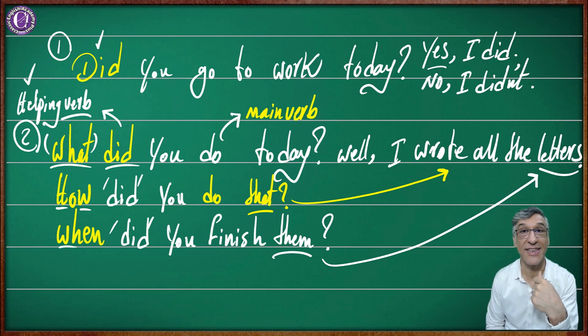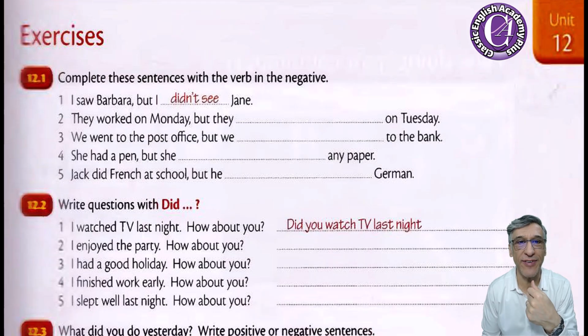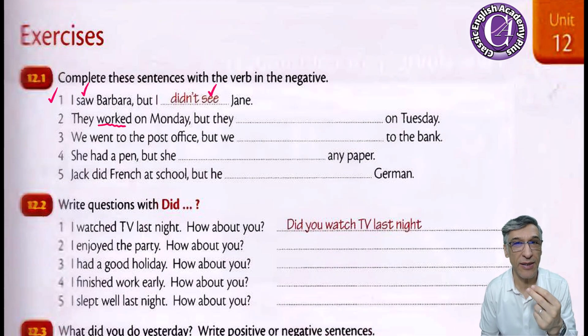Okay, let's see what we have in the lesson. That is very important. Here it is, Unit 12 of Essential Grammar in Use. 12.1, number 1 says, I saw Barbara, but I didn't see Jane. See, saw. The example in number 1 is already done for us. Okay, we need to have the same verb in two different forms. Number 1, simple form.